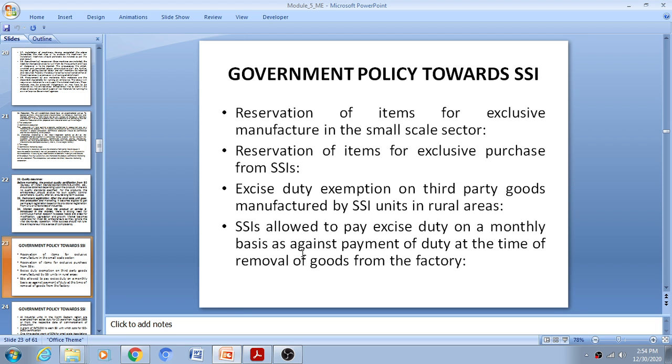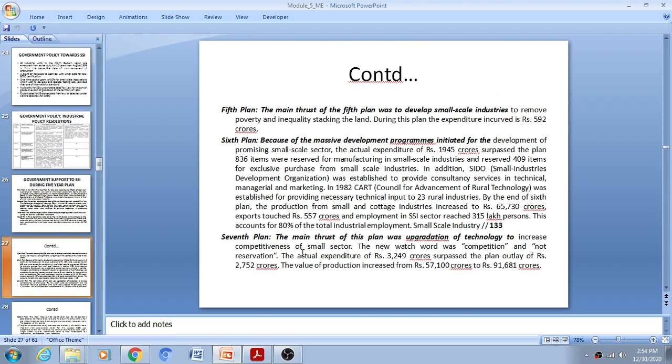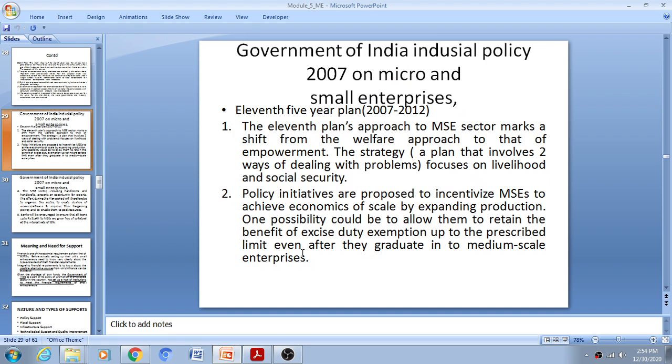Now, government policies towards SSI. You don't have the whole detail of it. You are supposed to study only the Government of India Industrial Policy 2007 on micro and small enterprises. Right. Now this was the 11th 5-year plan, with a period of 2007 to 2012.